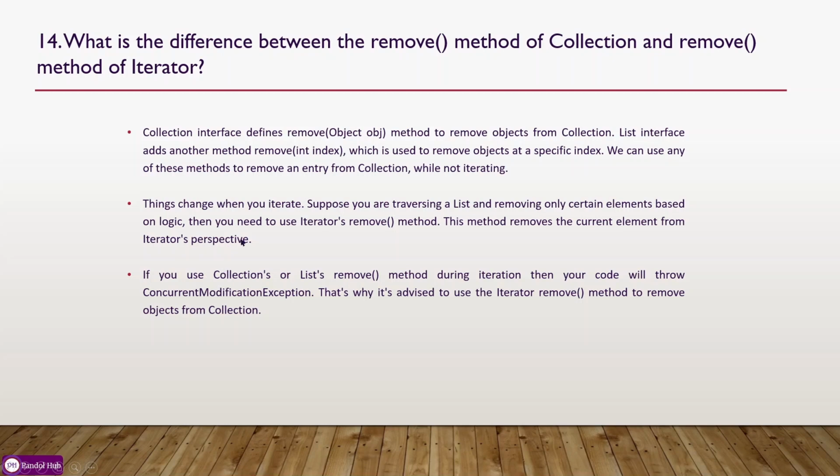When you're iterating a collection and, for example, if the value is greater than or less than something, you want to remove those elements from the collection. That is, you're modifying a collection based on a condition while you are iterating. In that case, if you use the iterator's remove method, it will not throw a concurrent modification exception. If you use the collection's or list's remove method during iteration, then your code will throw a concurrent modification exception. That's why it's advised to use the iterator remove method to remove objects from a collection.